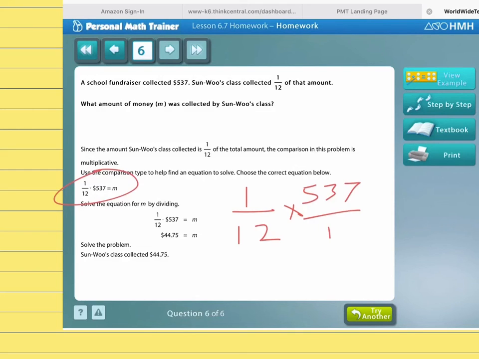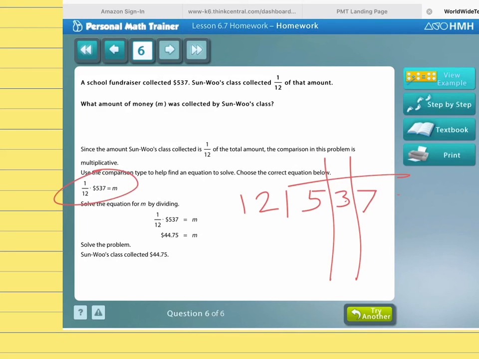537 divided by 12. So I'm going to have to do this problem. I'll show you how I did it right here. All right, so I set up the division problem. I got my dividend inside the house, my divisor outside. 12 doesn't go into 5. 12 goes into 53, let's say 4 times. 4 times 12 is 48. Subtract those, and you get 5. Bring down the 7. 12 goes into 57 4 times again.